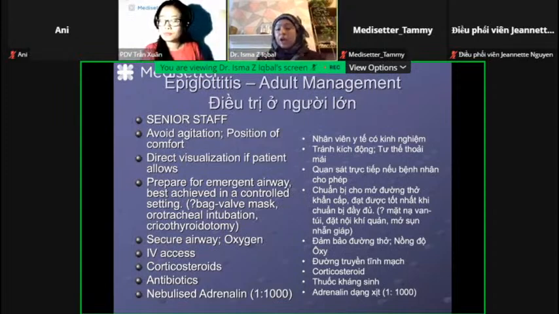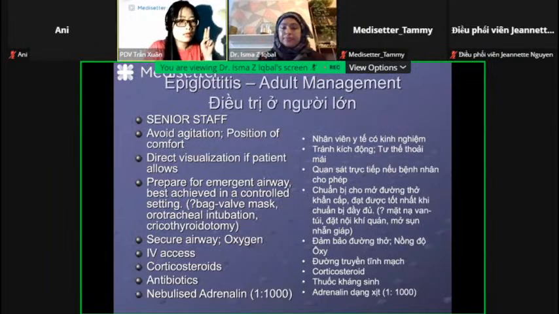But it's best to get a child to a theatre environment so that if you need to, you can secure an airway.